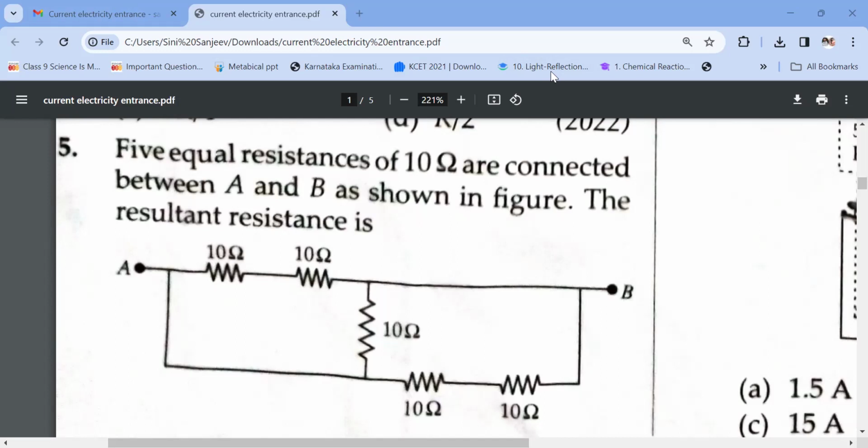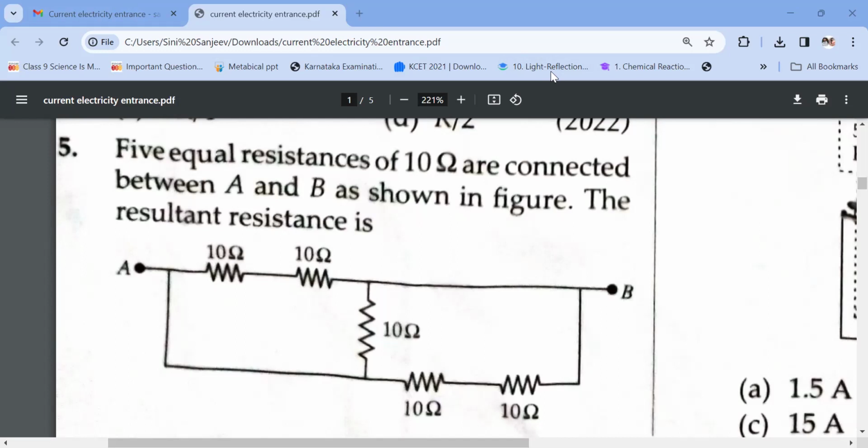See, if it's a Wheatstone bridge, then I can clearly say that it is 10 ohms. But since it is not a Wheatstone bridge, I can't say. So for this, before doing this question, let me take the whiteboard here.